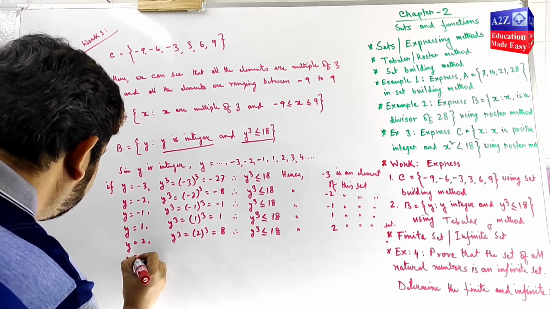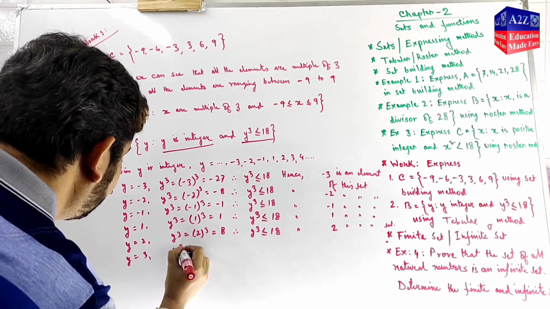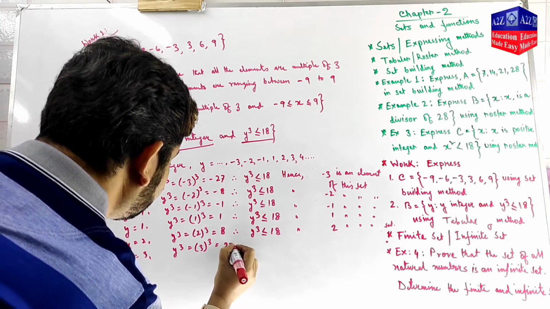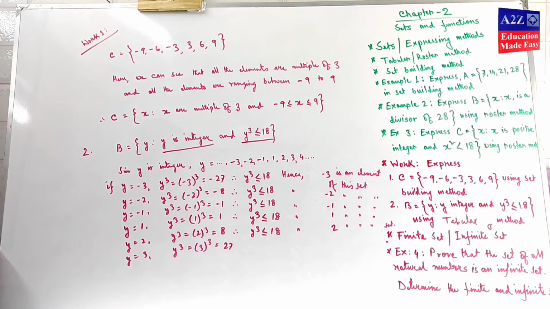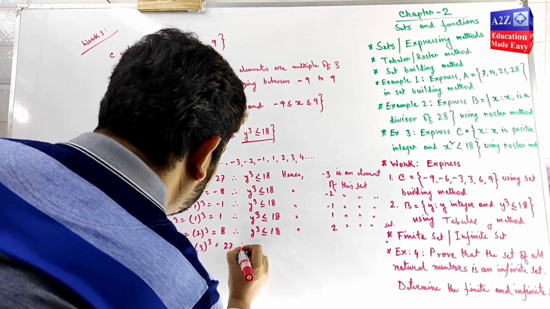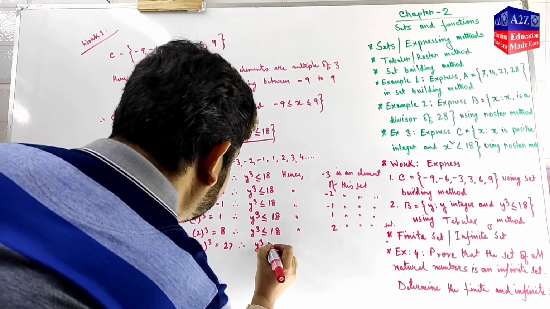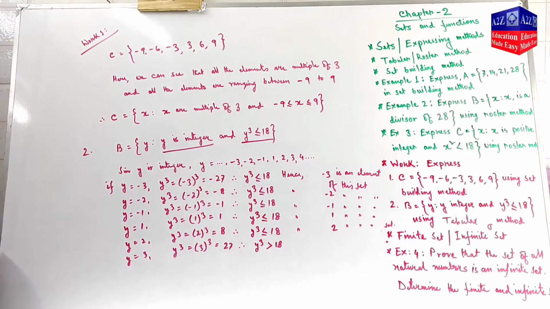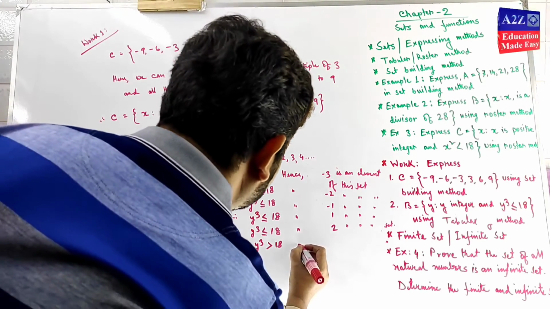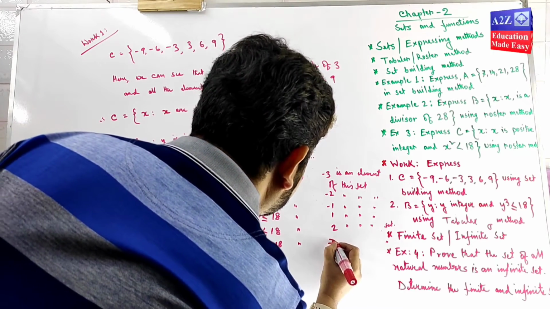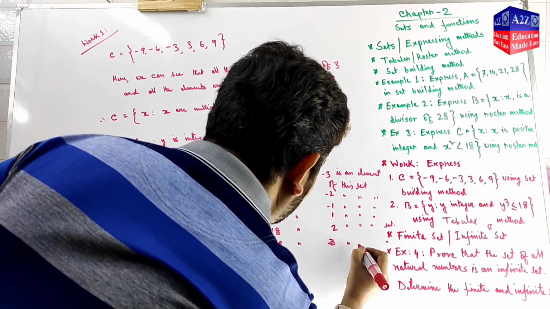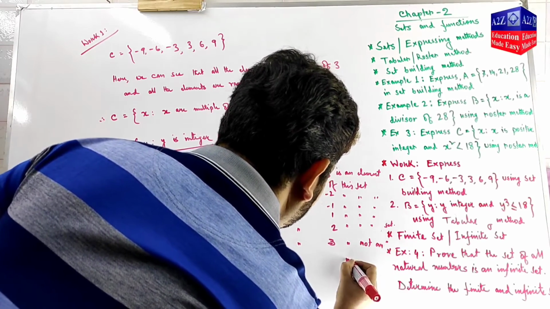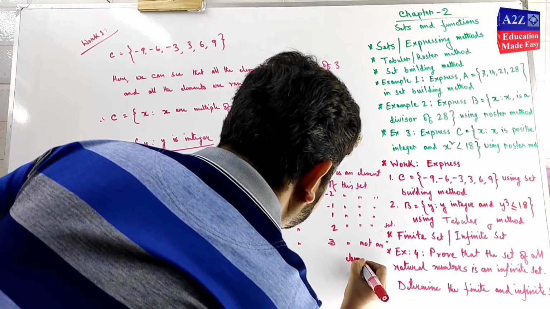If Y equals 3, then Y cube equals 3 cube. 3 cube means 27. You know, 27 is not less than 18. Therefore Y cube is greater than 18. So 3 is not an element of the set.